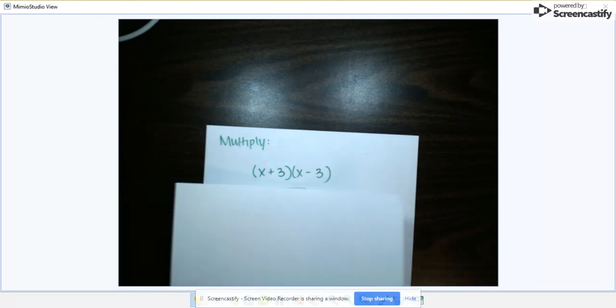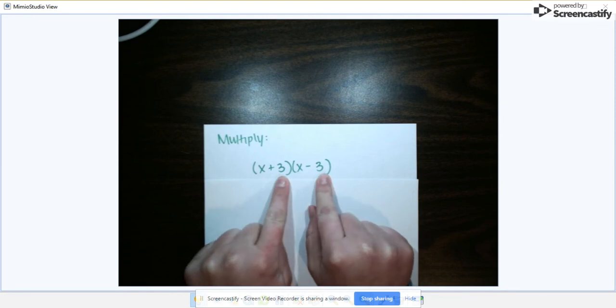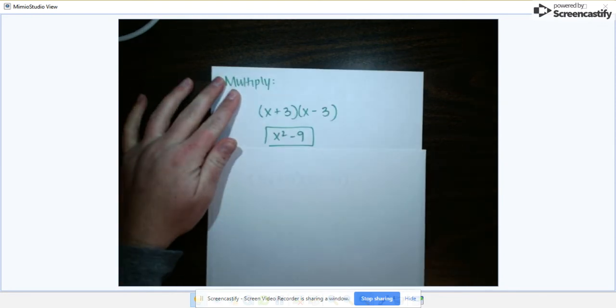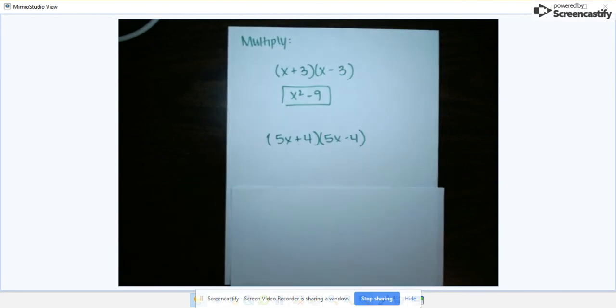So here I take my first two, x squared, and my last two, 3 squared, becomes x squared minus 9. This will always be a minus. So I'd like you guys to multiply this one.